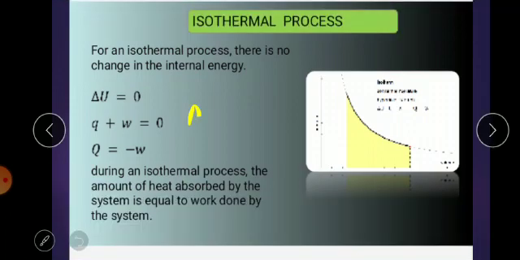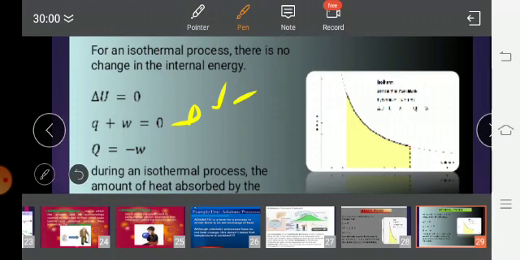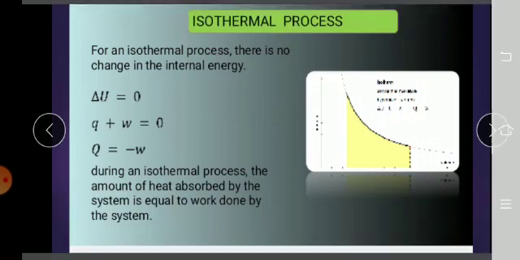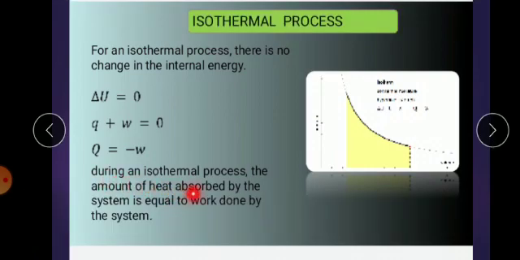So ΔU is equal to Q plus W. So ΔU is equal to 0, which means Q is equal to minus W. So during an isothermal process, the amount of heat absorbed by the system is equal to the work done by the system. Q is equal to minus W.